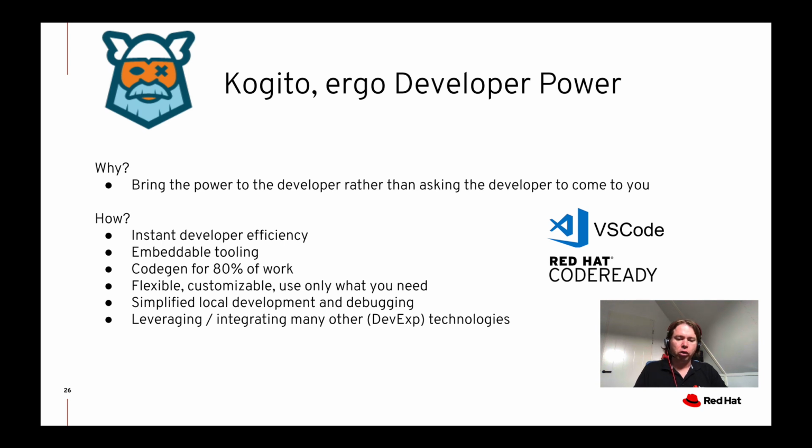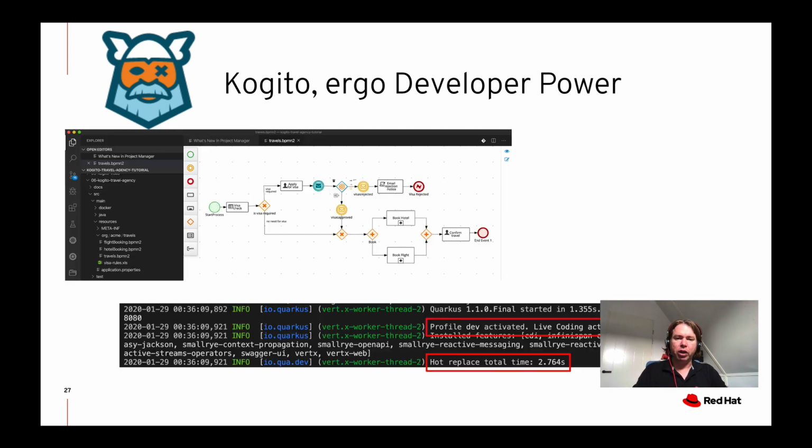So in Kogito, when you have your application running in developer mode, you can change your BPMN2 definition, and that change gets automatically reflected in your application when you hit it the next time. So again, that greatly speeds up the development process.